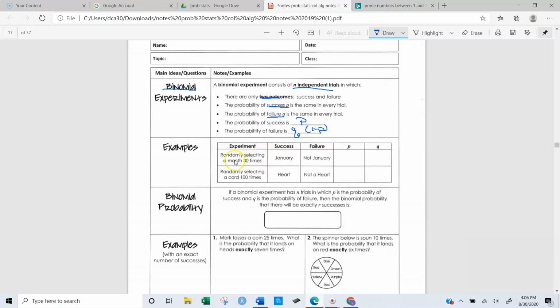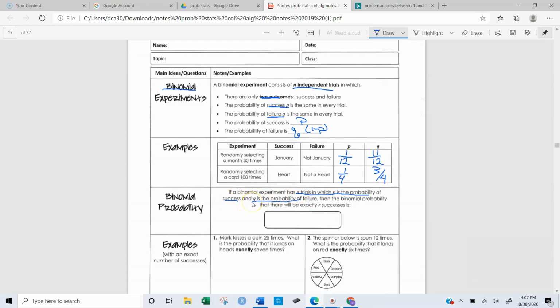All right, randomly select a month 30 times. I want January to be successful. So January is successful. There's 1 January out of 12. So not successful is 1 minus that, which means the other 11 months. Okay? A randomly selected card 100 times. Successful is a heart, so 1/4 of them are hearts, right? So not successful is the other 3/4. Good so far?